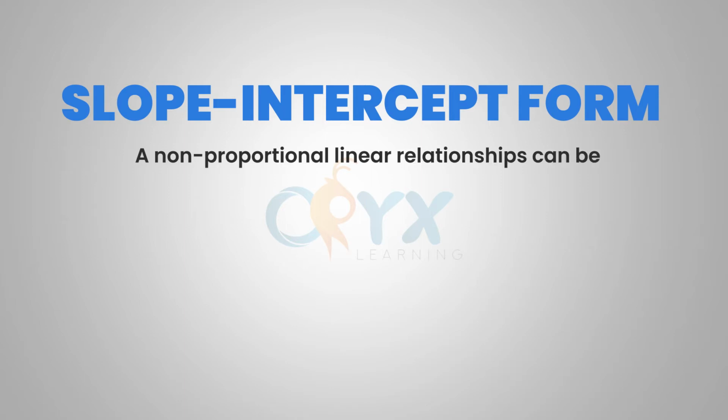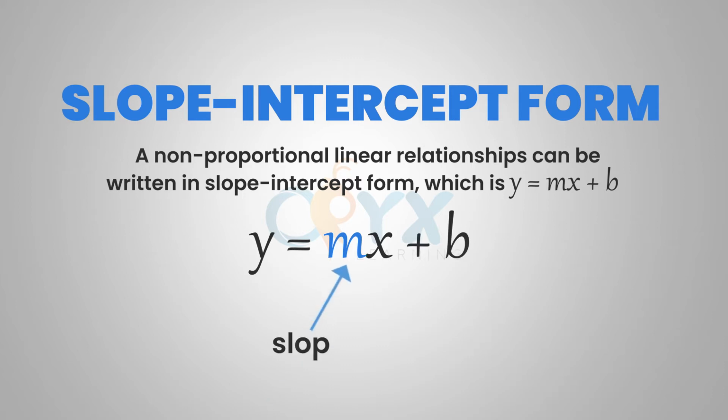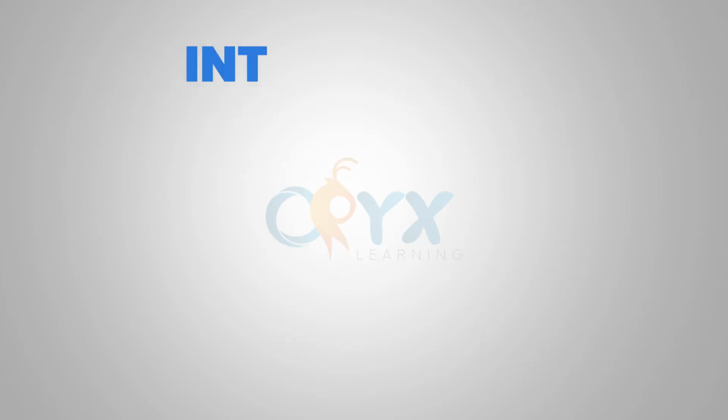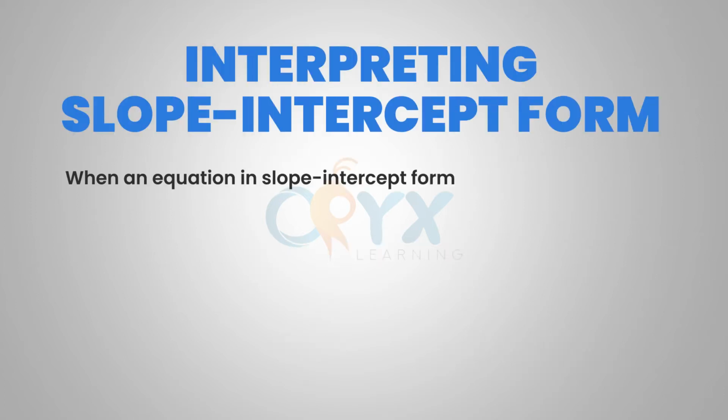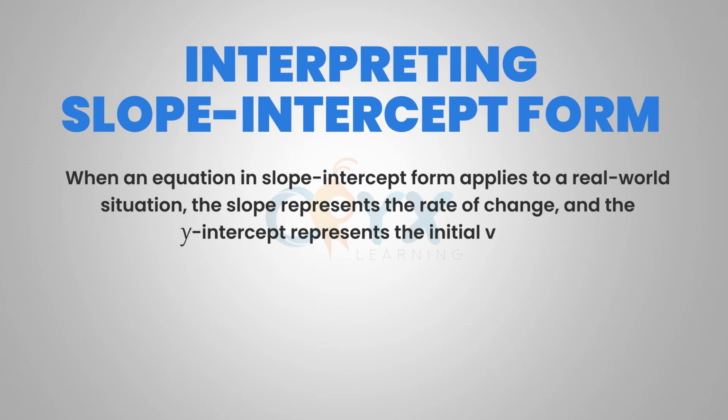A non-proportional linear relationship can be written in slope-intercept form, which is y equals mx plus b. In y equals mx plus b, m represents the slope, and b represents the y-intercept. When an equation in slope-intercept form applies to a real-world situation, the slope represents the rate of change, and the y-intercept represents the initial value.